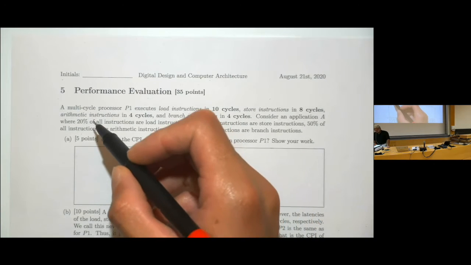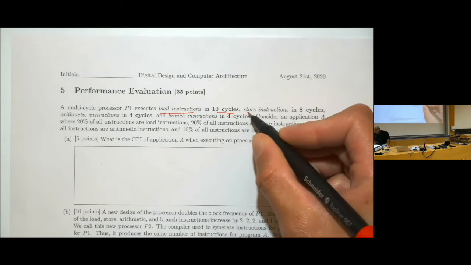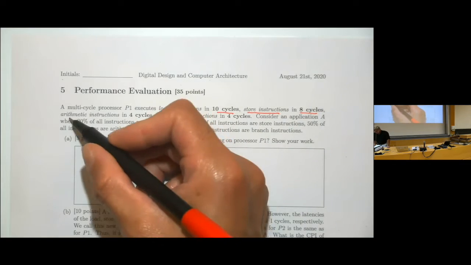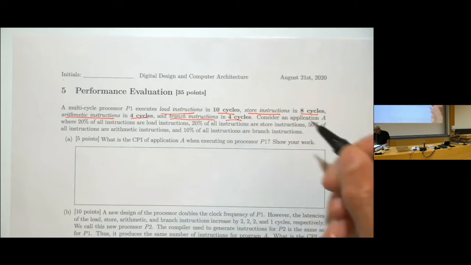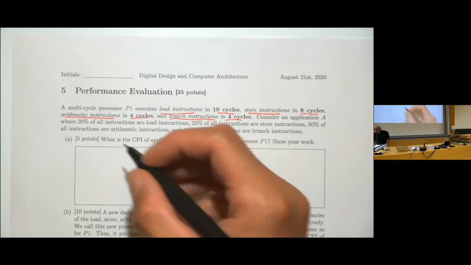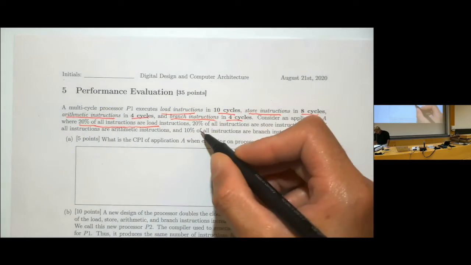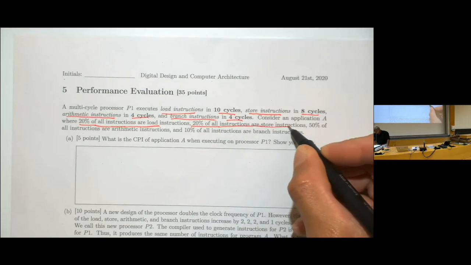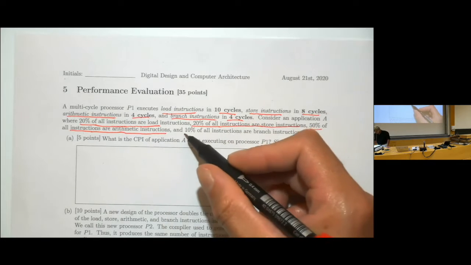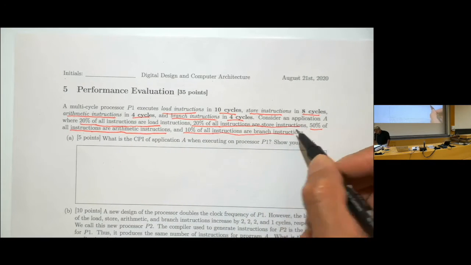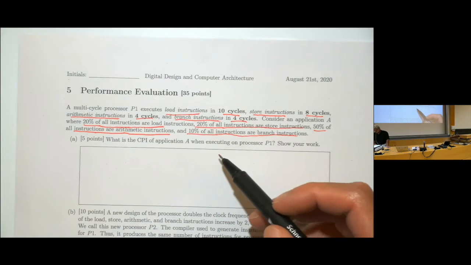So, a processor P1 executes load instructions in 10 cycles, store instructions in 8 cycles, arithmetic instructions in 4 cycles, and branch instructions in 4 cycles. Consider application A, where 20% of all instructions are load instructions, 20% are store instructions, 50% are arithmetic instructions, and 10% are branch instructions. And so the question starts: what is the CPI of application A when executing on processor P1?